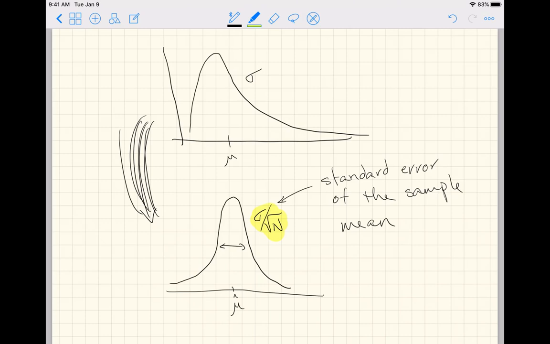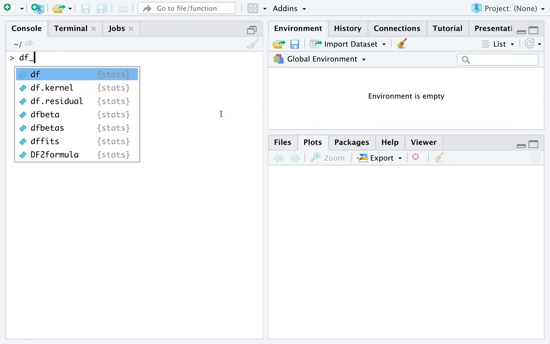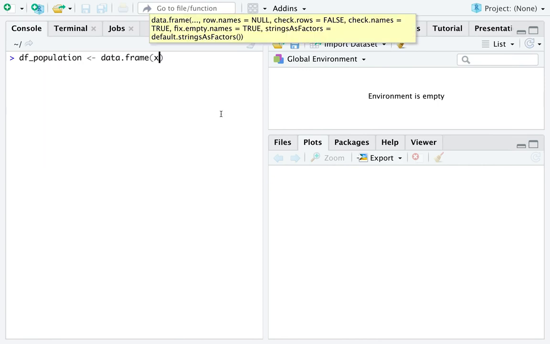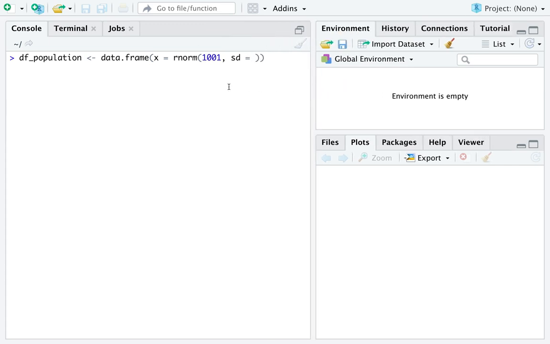Okay, let's jump into an example in R and see if we can create our own plots like this. Okay, so here we go. We're going to create a data frame that contains a random sample of size 1,001 from, let's say, a population that is normal with a population standard deviation, sigma, of 100.